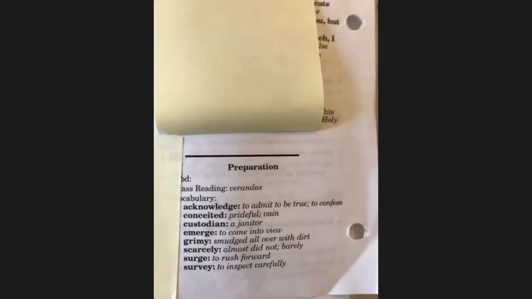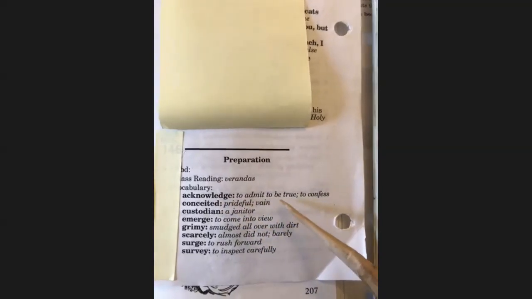Now we're going to go on and do a little bit of reading, go over a few words and some questions to some of the reading that you read from last time. So you will see the vocabulary words. Let's just quickly go over them. Acknowledge, to admit, to be true, to confess. Conceited, prideful, vain. Custodian, a janitor.